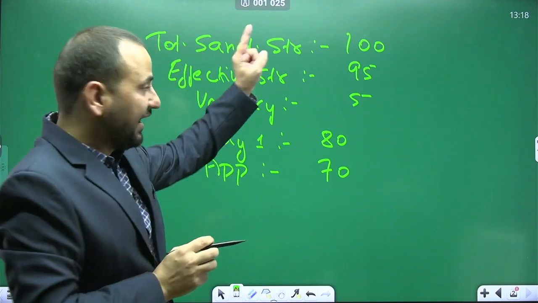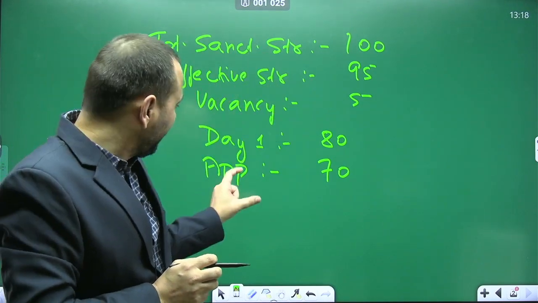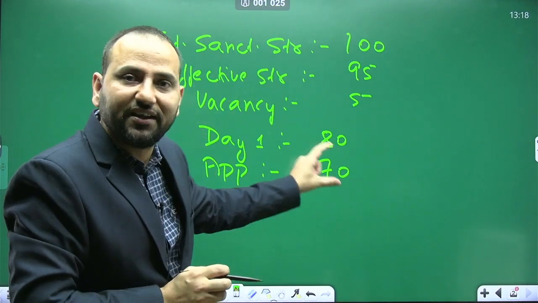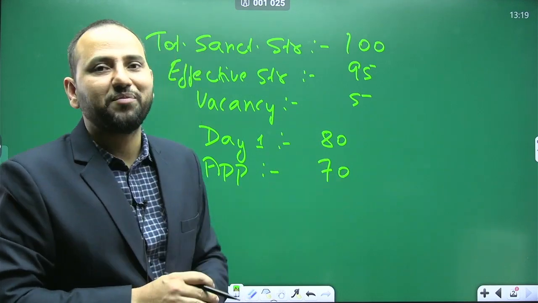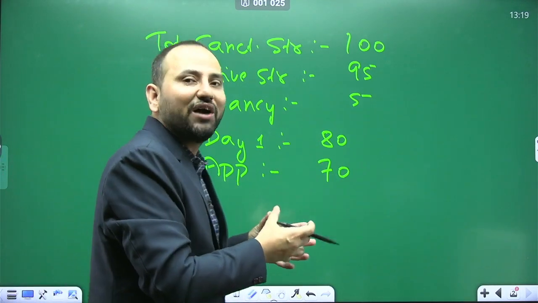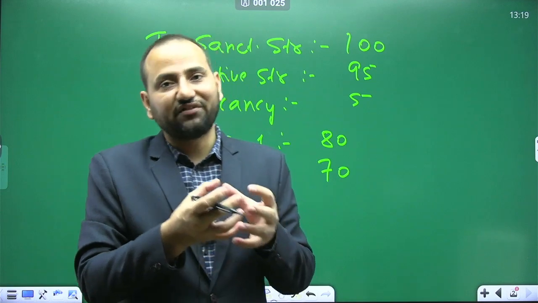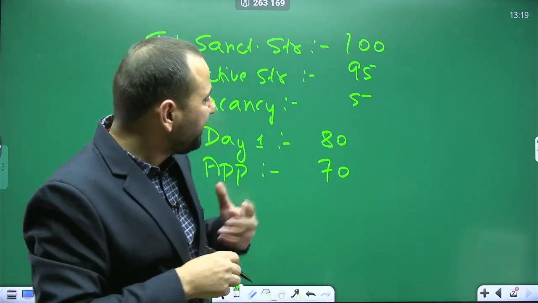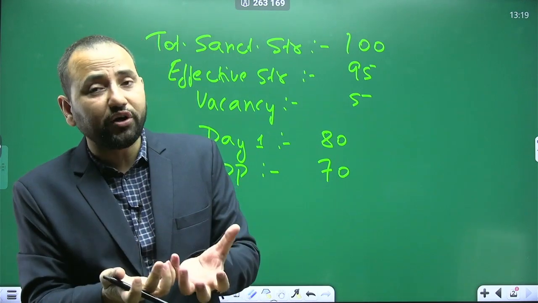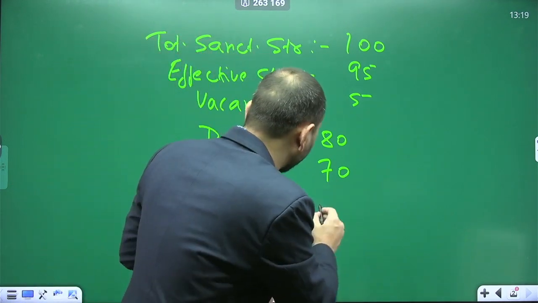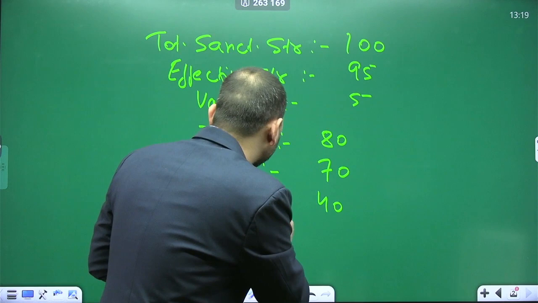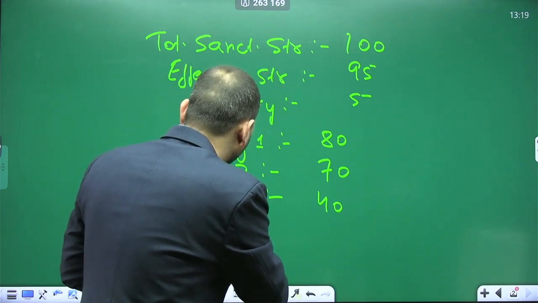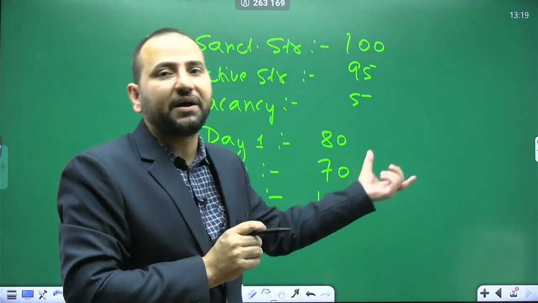So 100 is the total strength, but if you see how many students appeared in the test, it comes out to be 70 only. And out of this 70, you have to understand how many students passed in the exam, in the class test. It can be any number, whatever you want. Just suppose out of 70, 40 students passed in the classroom. This is the number which we can say that 40 students passed.